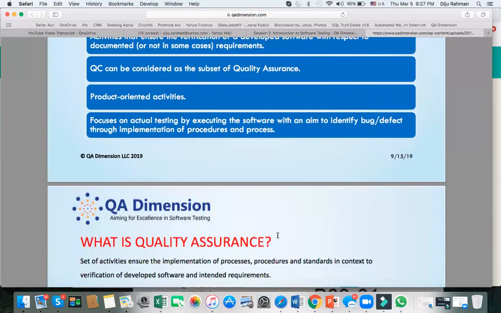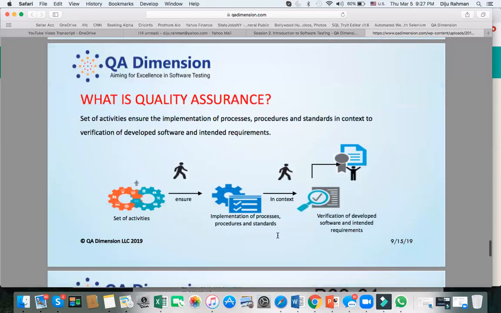And quality assurance is the entire process, the combination of implementation of process to make sure it is matching the standard or not. Those things are also called quality assurance. If you look at this, you can see that it is a set of activities ensuring the implementation of process, procedure and standard in the context of verification of developed software and intended requirement. So this graph kind of sums up everything. What is quality assurance?